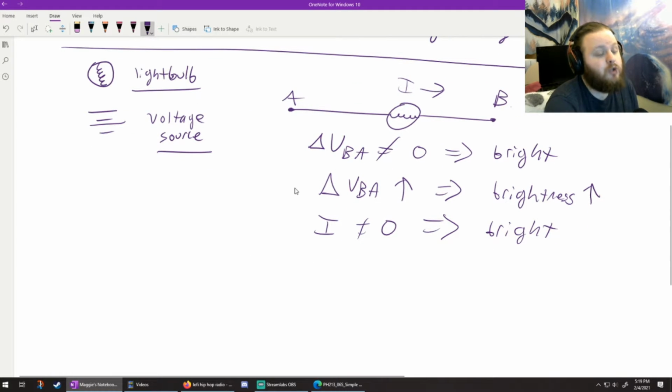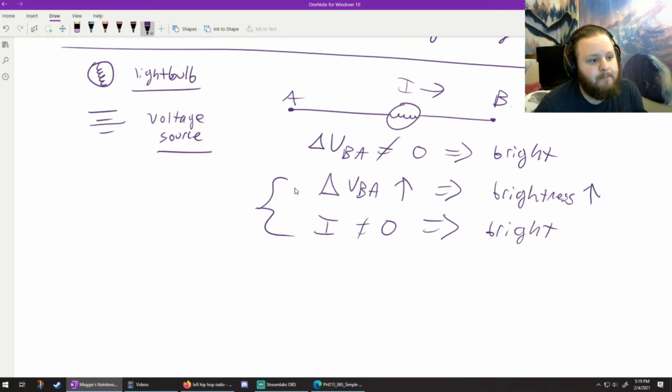So just to recap, the two things that we have here are that if you have a potential difference across your light bulb, it will become bright. And if the potential difference goes up, its brightness goes up. If you have a current across a light bulb, it will become bright. And if the current goes up, the brightness goes up.